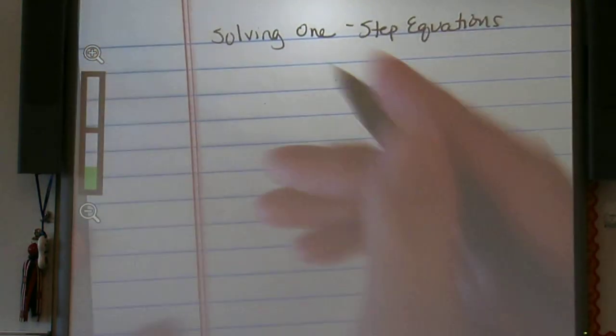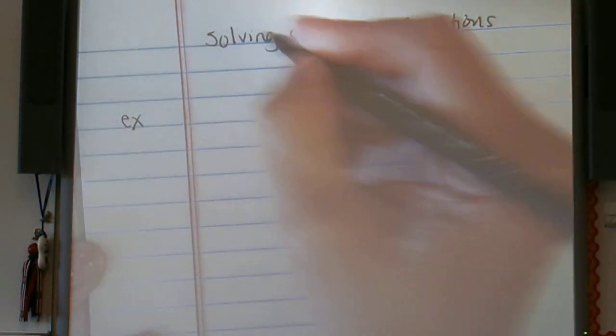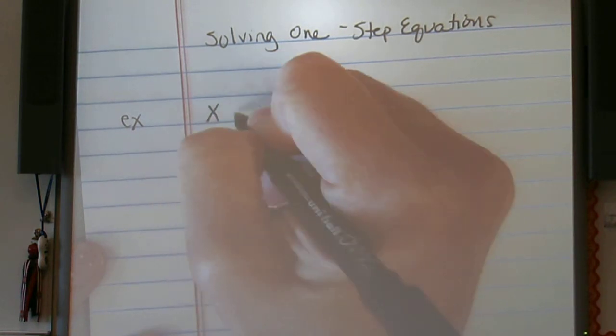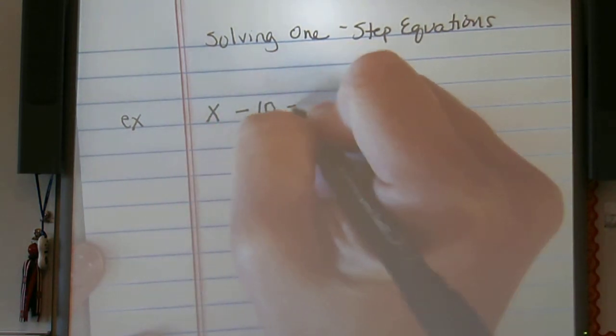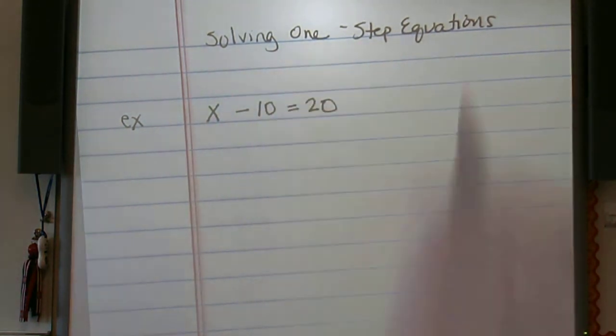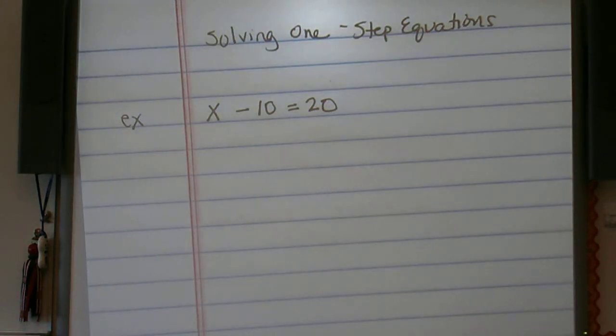We're going to do some examples of solving one-step equations. In our first example, x minus 10 equals 20. Okay? Our first goal, or our only goal, is to get x by itself.